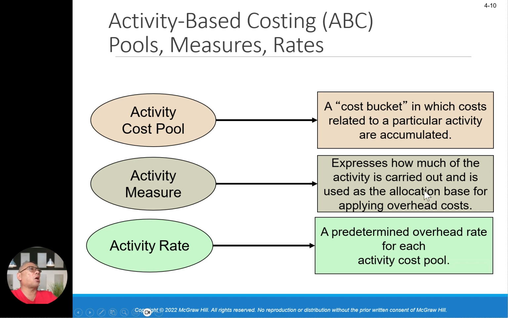The measure is how long it's going to take, how many labor hours it's going to take. Okay, the activity rate is how much you're going to pay for that labor. For example, the assembly line will cost you maybe $30 per hour for the assembly line workers. Okay, an example is like that. Each activity has its definition by pool, by measure, by rate.